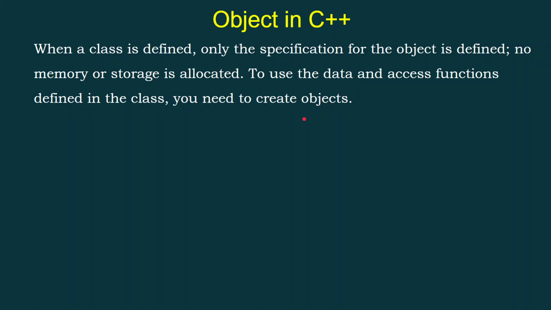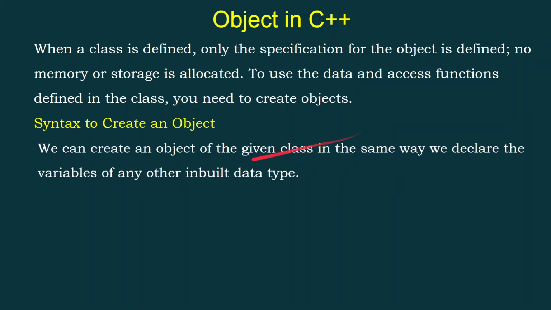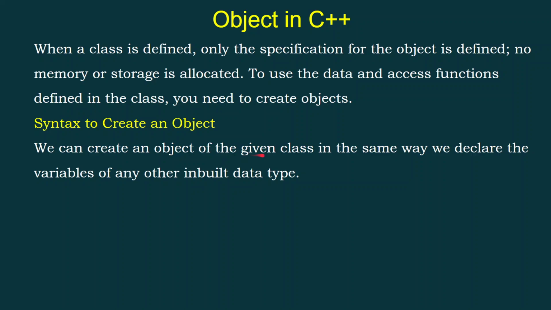So after creating objects only, we can access the data or the functions of the class. Okay, let us create an object. We can create an object of the given class in the same way we declare the variables of any other inbuilt data type. Like for example, we say int n. So that is a built-in data type int. We are giving a variable name n, int n, or float a. That is the common declaration of variables.